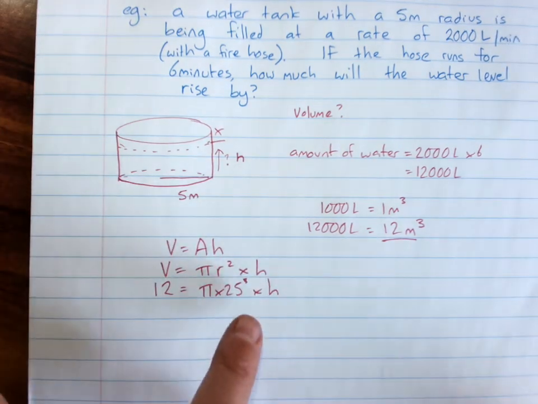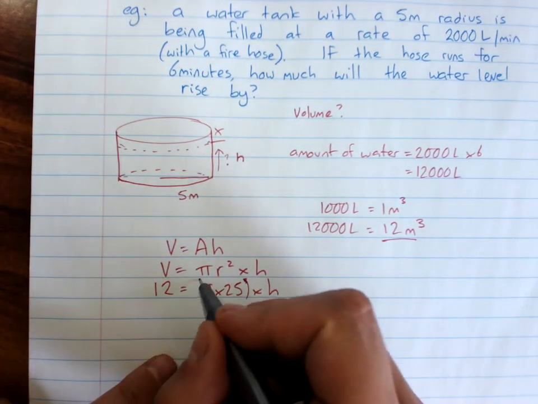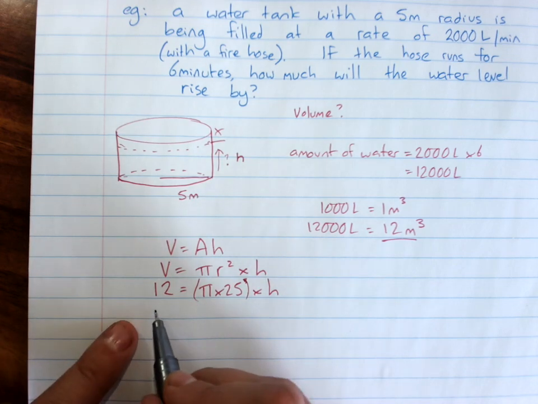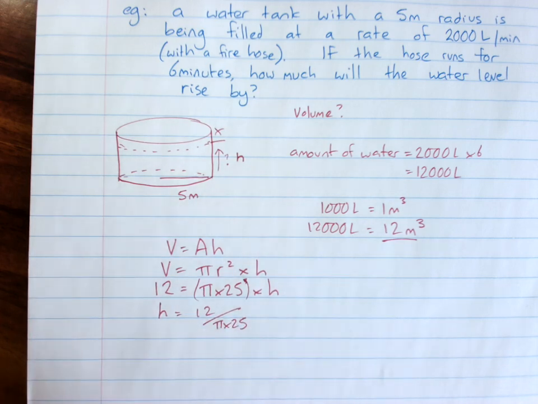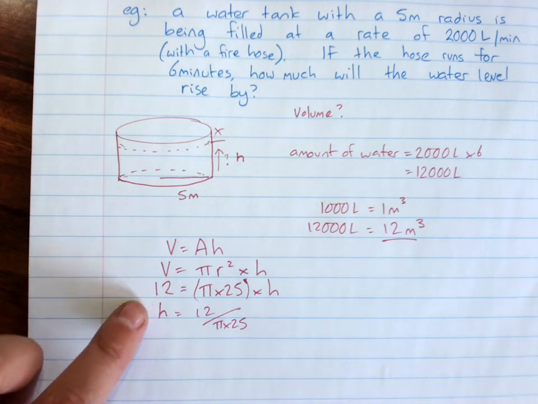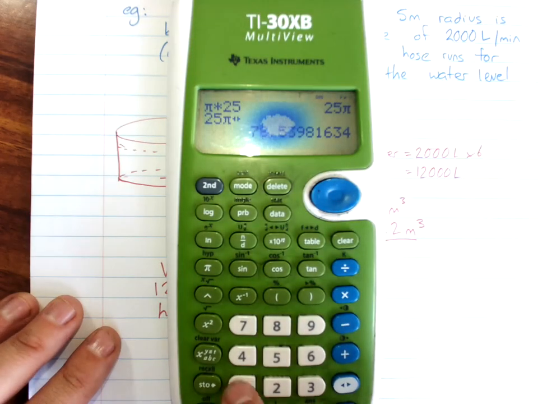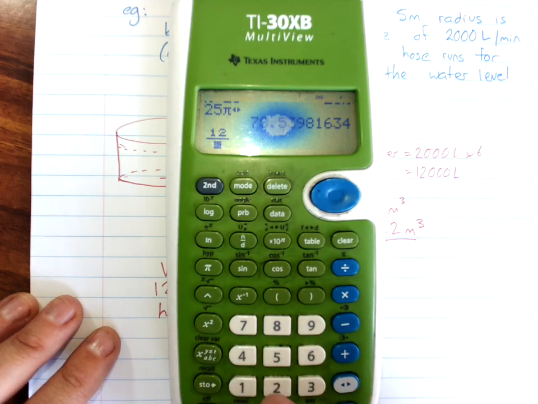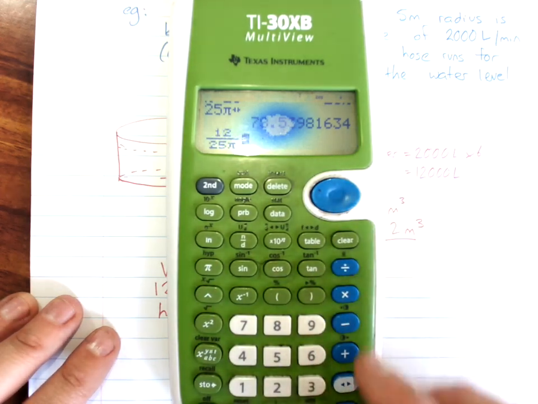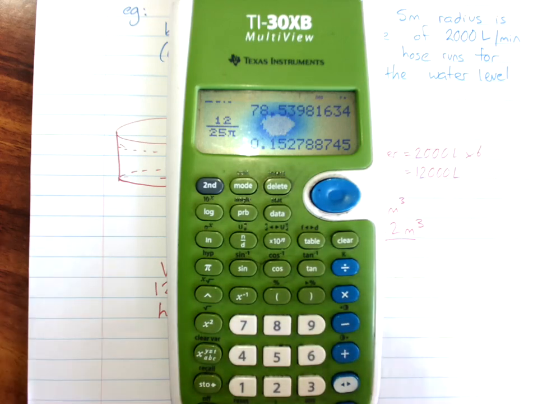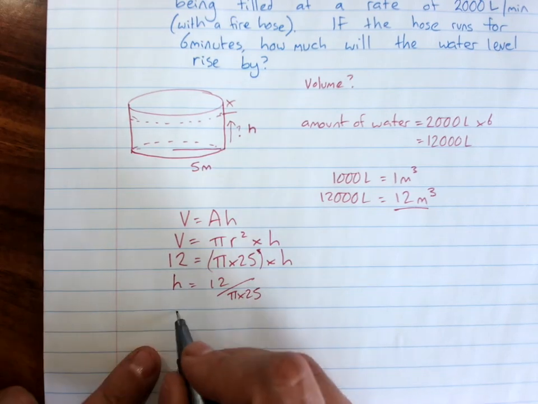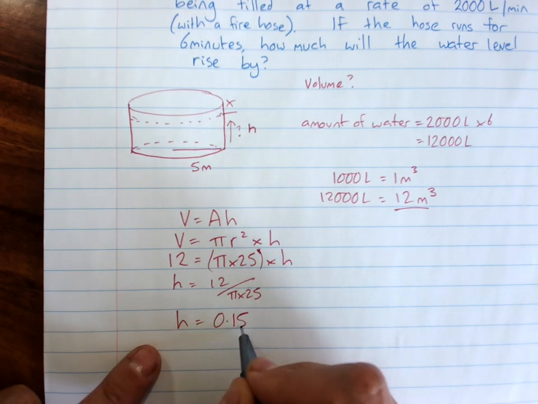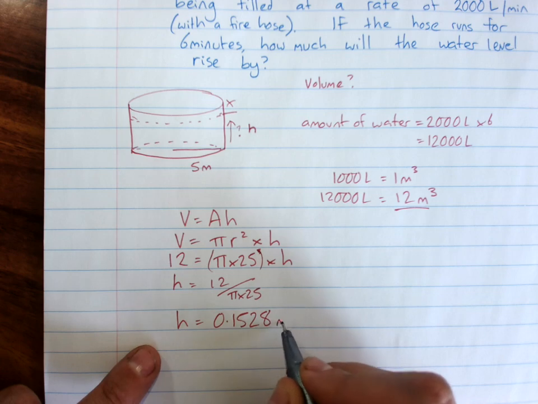We can divide both sides by the area so that the height is 12 divided by pi times 25. And that will get us just the height of the water, 12 divided by 25 times pi, and the water went up by 0.15278 meters. Height equals 0.152, let's round 8 meters.